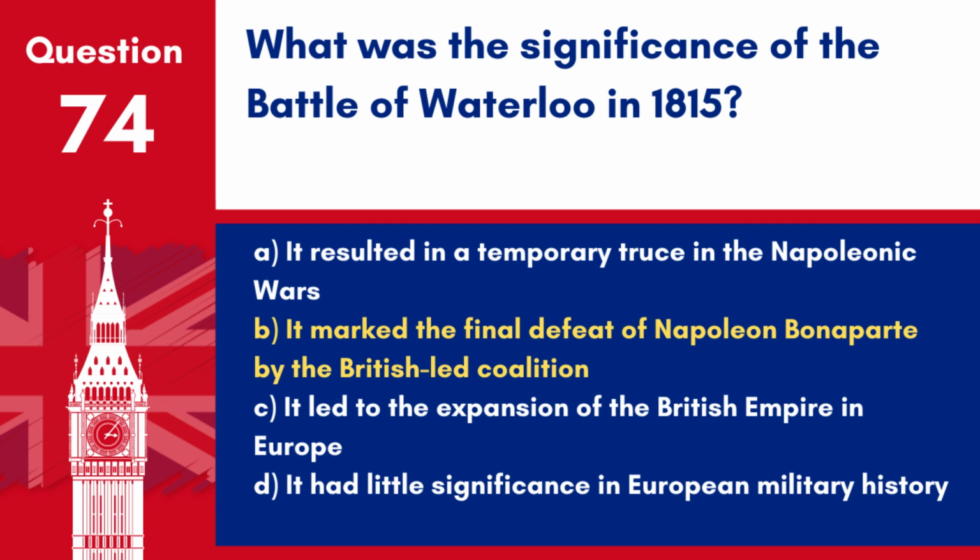The Battle of Waterloo in 1815 was a pivotal moment in European history, where a British-led coalition decisively defeated Napoleon Bonaparte, leading to his abdication and the re-establishment of peace in Europe.